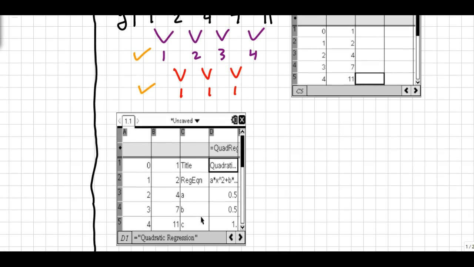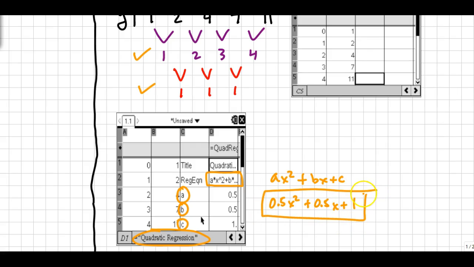And so when I hit quadratic regression, it adds some things to my spreadsheet. In fact, it gives me an A and a B and a C. Now, if you don't remember what the quadratic equation looks like, just click on this cell here, and down at the bottom here, it'll tell you exactly what the equation will look like. For this case, it'll be ax squared plus bx plus c. And so now that you have your a, b, and c values, go ahead and plug those in. So 0.5 for a, 0.5 for b, and a 1 for c. So there's my equation for the polynomial that matches with the table that I was given.